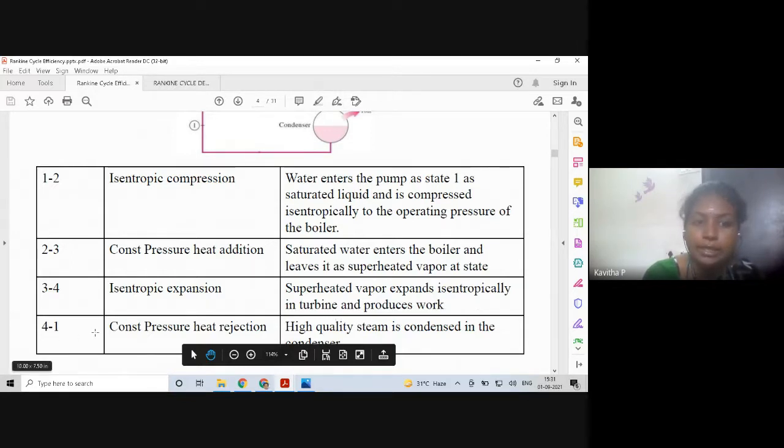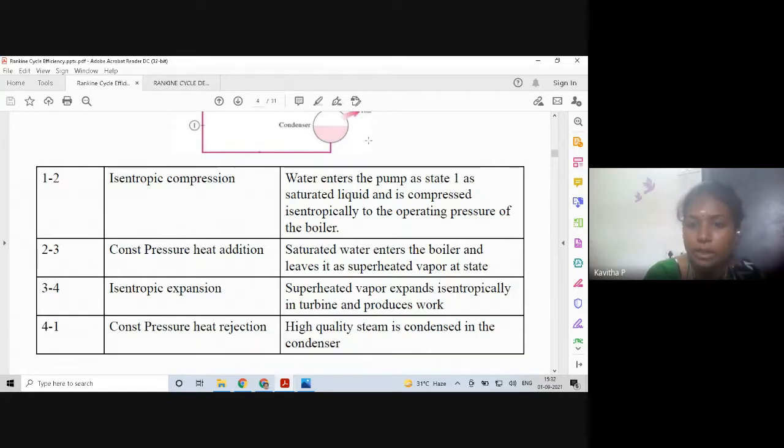And again in the condenser, constant pressure heat rejection. The condenser and the boiler both operate at constant pressure conditions, and the condenser is converting the steam back into water. This is done by running cold water in tubes inside the condenser, which will cool down the hot steam and convert it into water again.